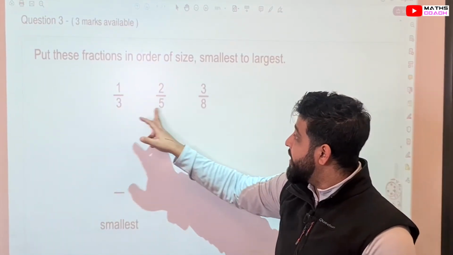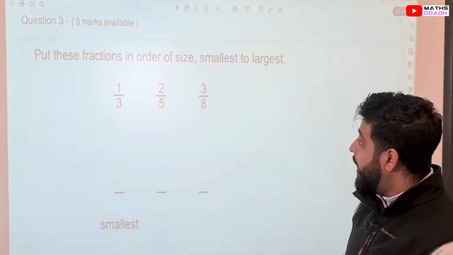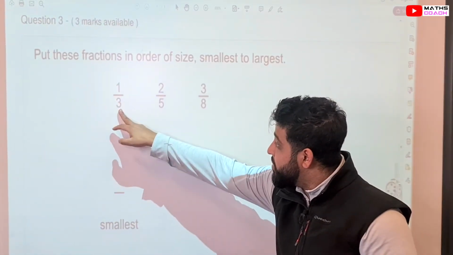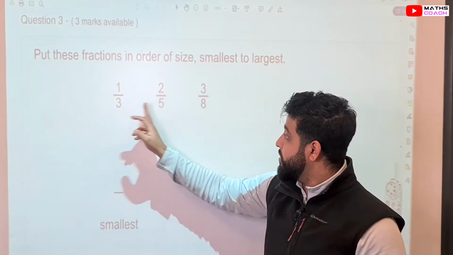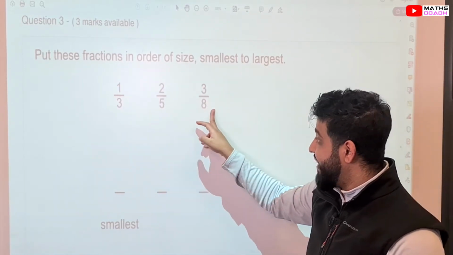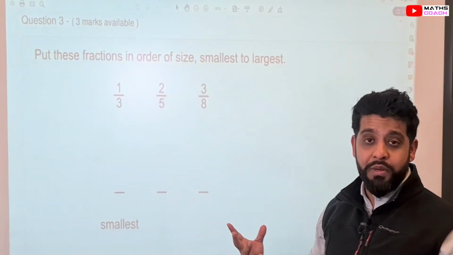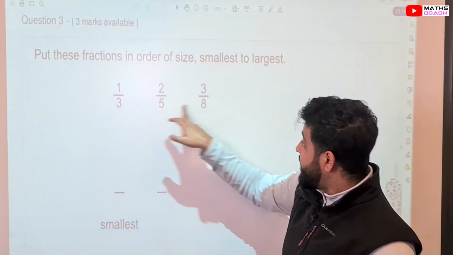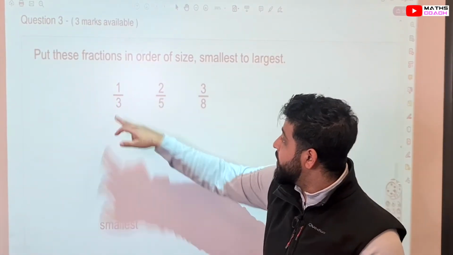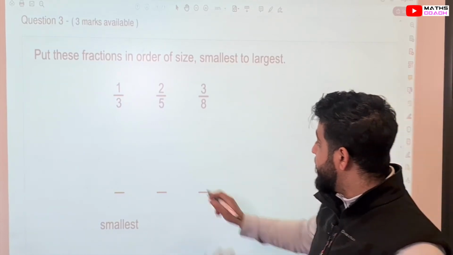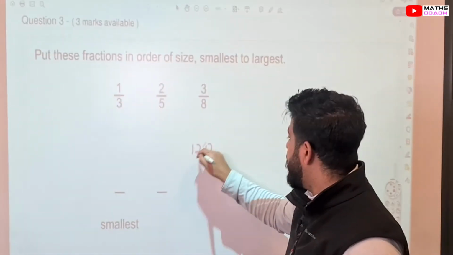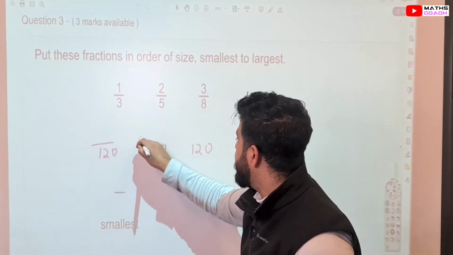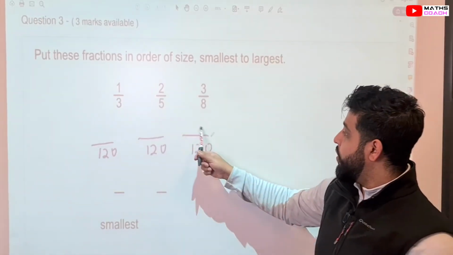So when you are finding the lowest common multiple, you may have struggled with it. If that does happen, then you can always multiply these numbers. So 3 times 5 times 8, you can just get the lowest common multiple like that, and therefore you have the denominator. Right? So 5 times 8 is 40, and 40 times 3 is 120. So all of them can have a denominator of 120. Okay?